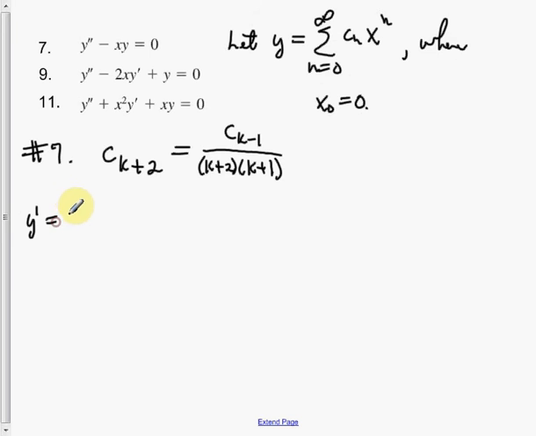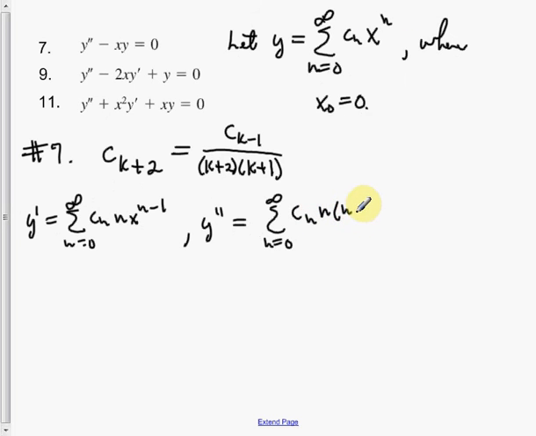So y prime is the summation as n goes from 0 to infinity of c sub n times n times x to the n minus 1. And y double prime is the summation as n goes from 0 to infinity of c sub n times n times n minus 1 times x to the n minus 2.